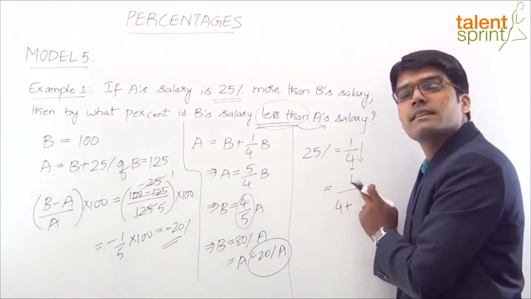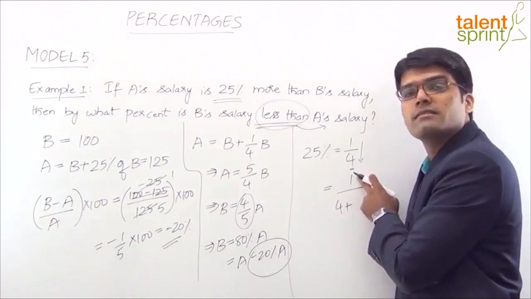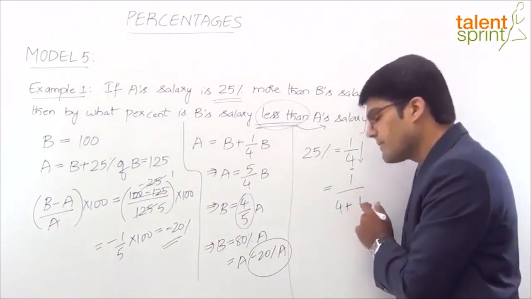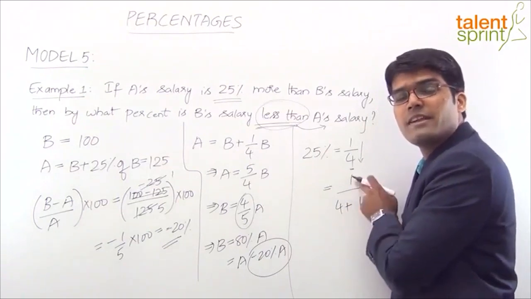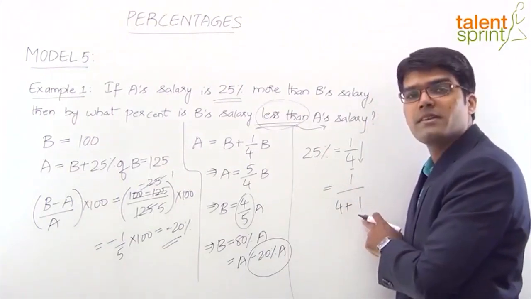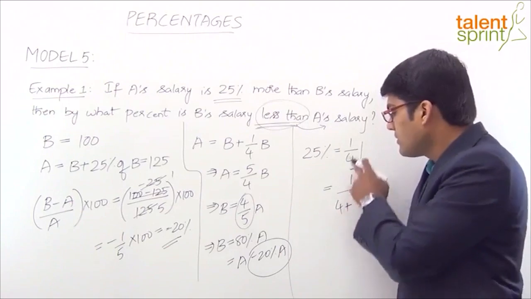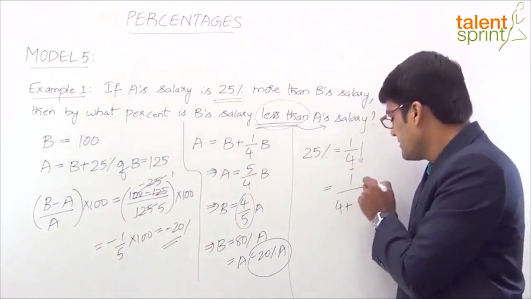What is that something? That something is nothing but the value given in the numerator. What is the numerator here? 1. So increase by 1. If the numerator is 2, increase by 2. If the numerator is 3, increase by 3. Whatever is the value in the numerator, increase the denominator by the same value. So 1 by 4 becomes 1 by 4 plus 1, which is nothing but 1 by 5.